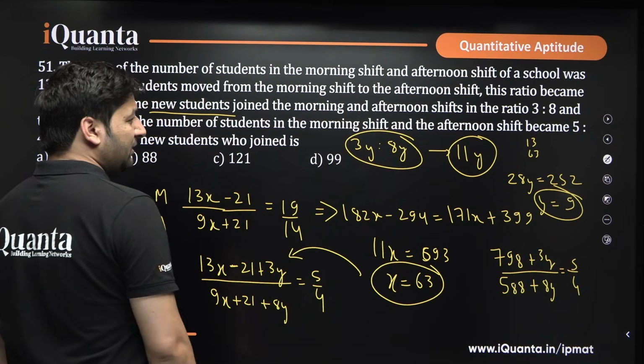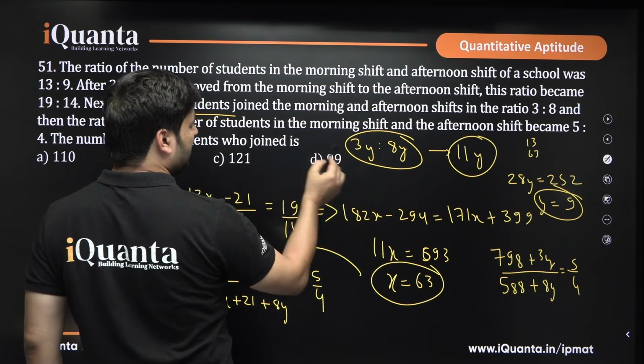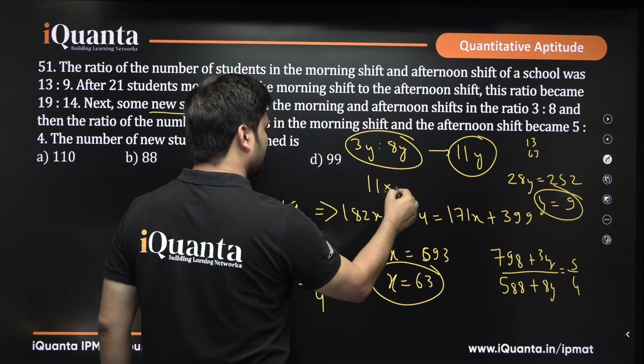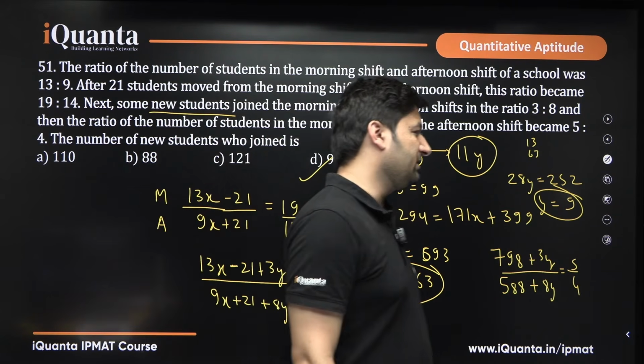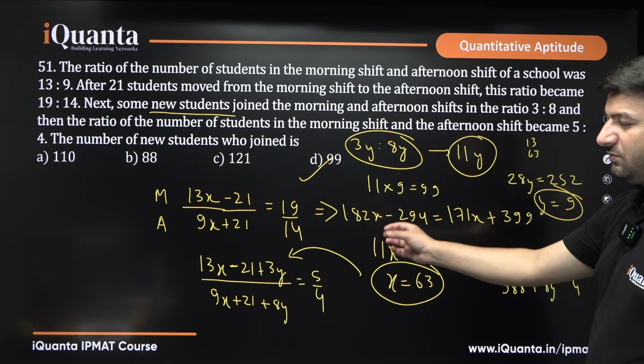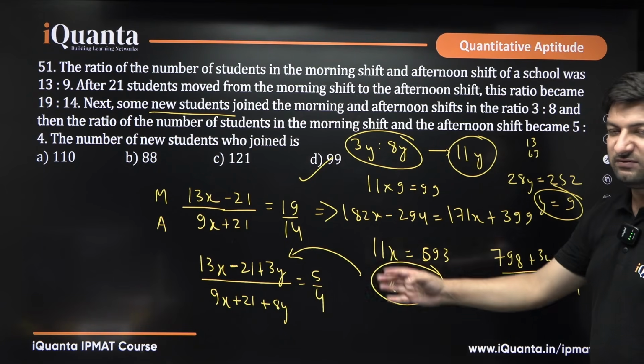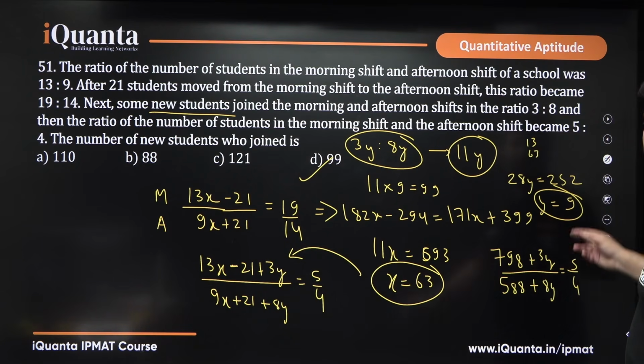You were asked the value of the total number of new students that came in. So, new students were these 11y, 11 into 9, that means 99 is your answer. So, it was an easy question, you had to make simple equations, but in between it was a bit calculative. So, this could have been a very frustrating step. I hope this is clear as well.